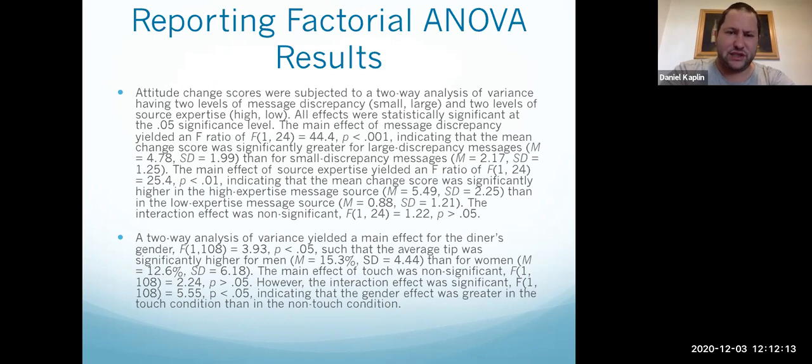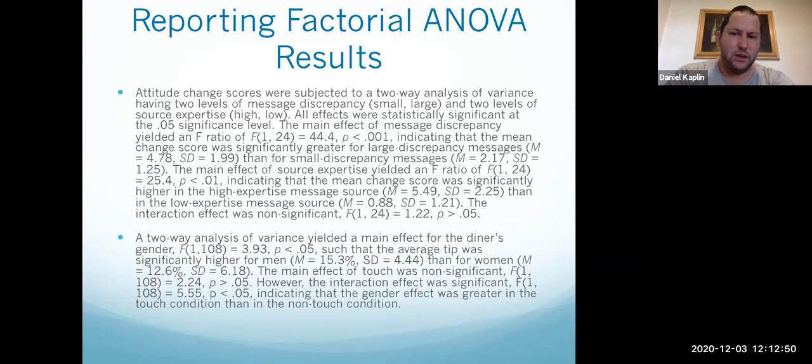The main effect of message discrepancy yielded an F value of 44.4 with the p-value being less than 0.001, indicating the mean change score was significantly greater for large discrepancy messages (mean and standard deviation) than small discrepancy messages (mean and standard deviation). Notice how they report the model. Notice how they report the means and standard deviation for each group. So the general model was significant.